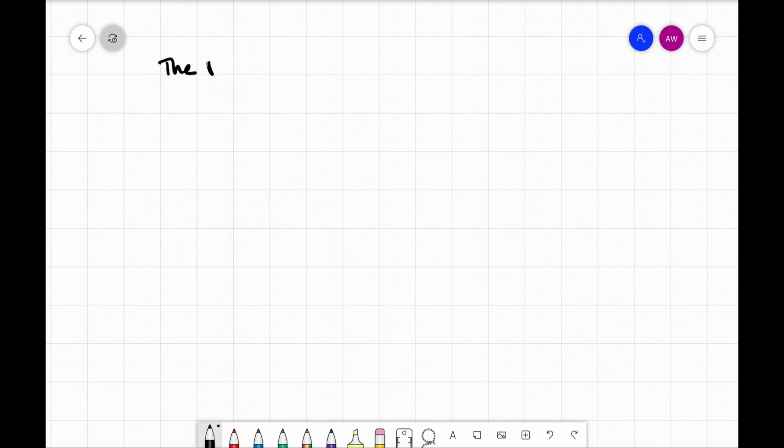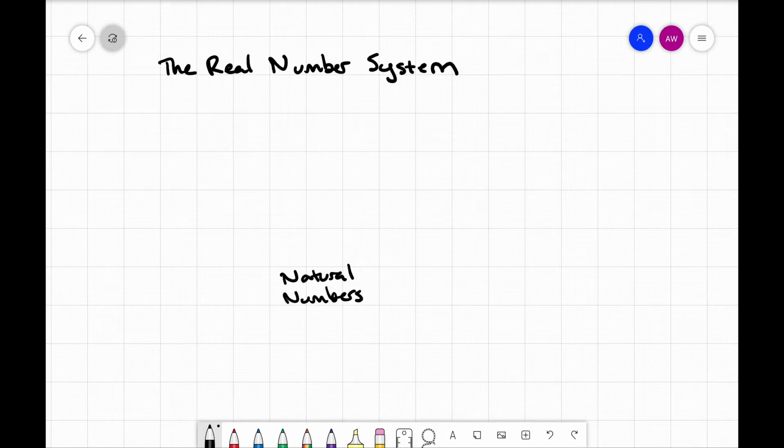We're going to cover the real number system. This is a way to classify numbers. So we're going to start off with natural numbers. And so you can think of these as counting numbers.